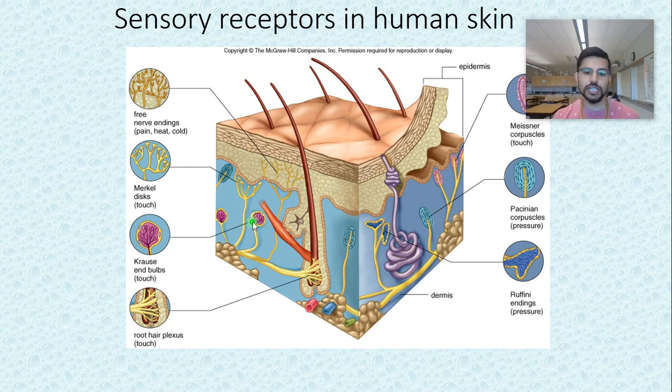We've also got a whole bunch of different touch receptors. If someone was to touch your skin, it's going to put some pressure on any of these, and you're going to get some sort of response as a result of that.